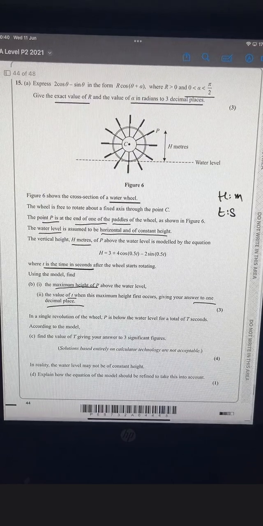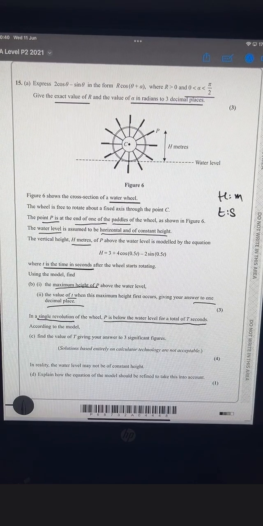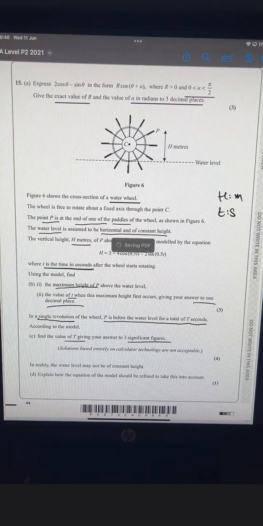So, in a single revolution of the wheel, P is below the water level for a total of big T seconds. According to the model, find the value of T, giving your answer to 3 sig figs. I don't have to be too cautious here because they haven't told me to find T in minutes, because small t is in seconds.